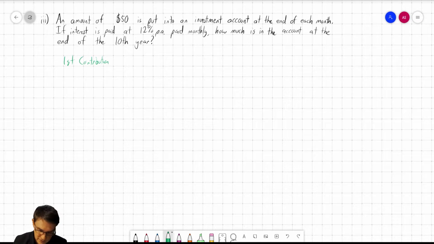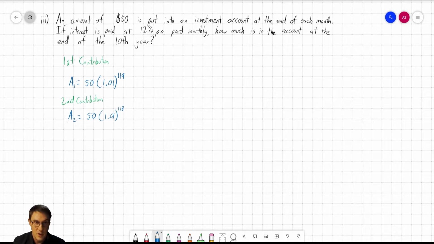So we've got the first contribution. This is going to be $50 times 1.01 to the power of 120 minus 1. So that's going to be to the power of 119. Okay, let's work out our second contribution. Similar to this, A2 is going to be equal to $50 times 1.01, and that's going to be to the power of 118 because it's 119 months minus that one.